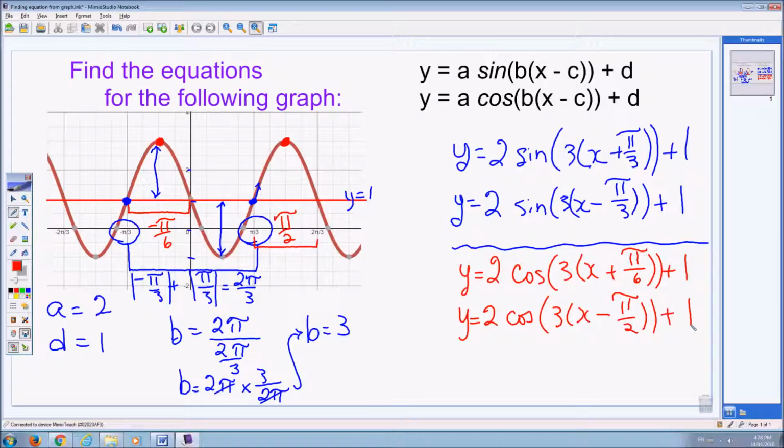4 equations, 2 different ways of looking at it, whether you're looking from a sine or a cosine, all of which are correct. Good luck finding the equations for the graphs.